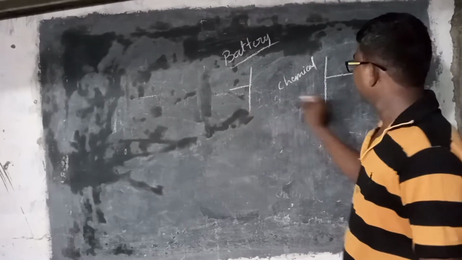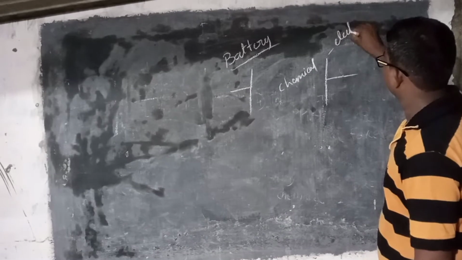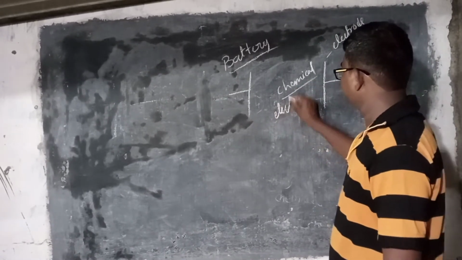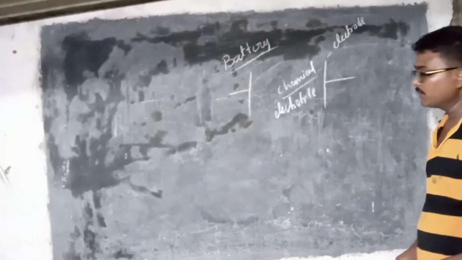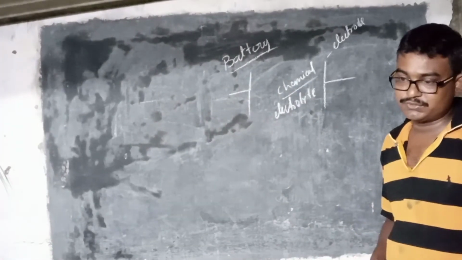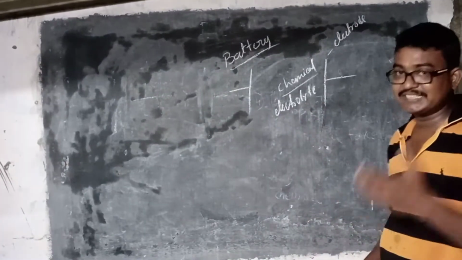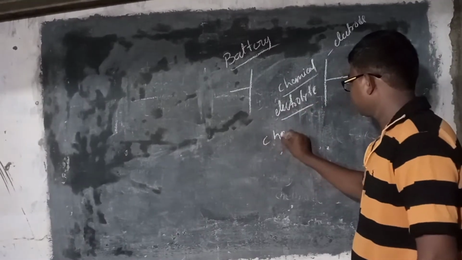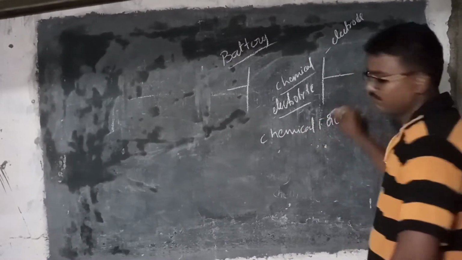These metal plates are called electrodes, and this chemical is named electrolyte. Here the ions experience a certain force due to the electrolyte. The electrolyte exerts a certain force on the ions. That force is called chemical force.